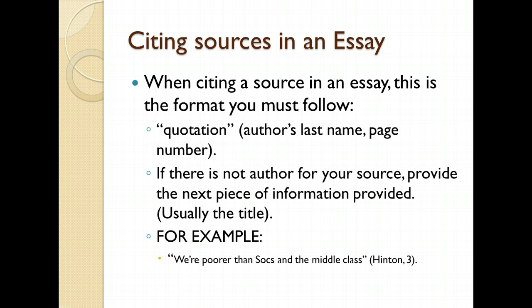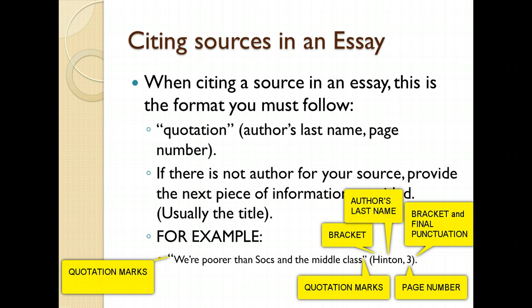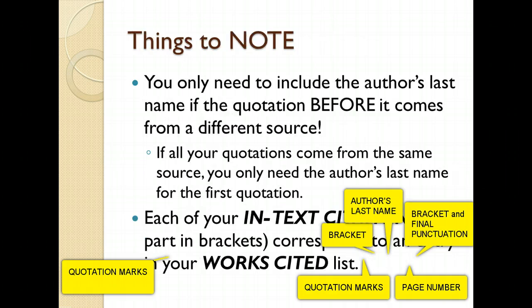If there's no author for your source, you provide the next piece of information that you have, which is usually the title, okay? So for example, if we were taking a direct quotation from The Outsiders, it would look like this. Quotation marks, we are poorer than the socs in the middle class, quotation marks, bracket, Hinton, comma, 3, bracket, then you put the final punctuation, not until the bracket is closed.